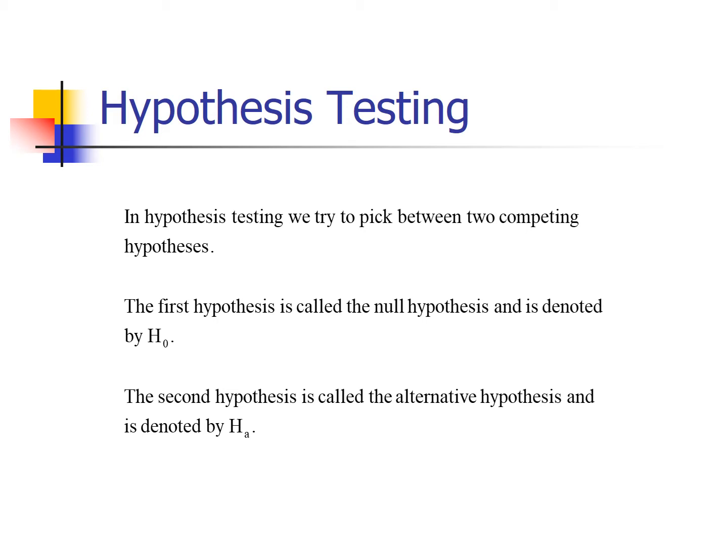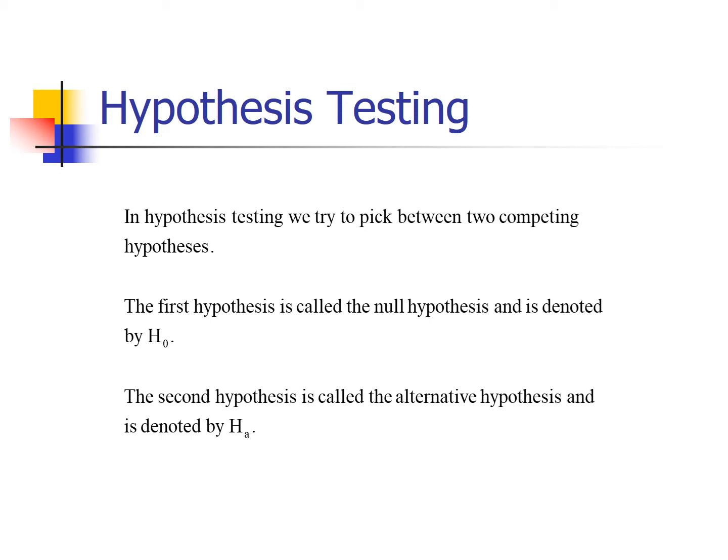The first hypothesis is called the null hypothesis. It's denoted by H sub 0, or like I talked about last slide, we more commonly refer to that as H naught. The second hypothesis is called the alternative hypothesis. It's denoted by H sub A. These are just abbreviations. Instead of writing out null hypothesis over and over, we just write H naught. Instead of writing alternative hypothesis over and over, we just write H sub A.